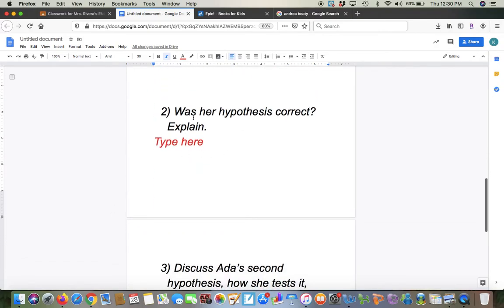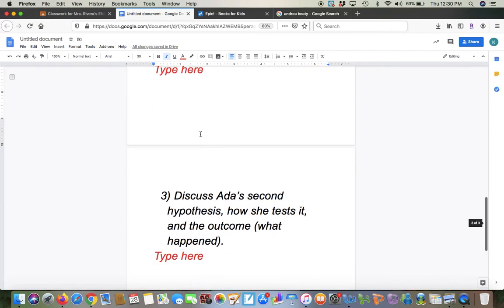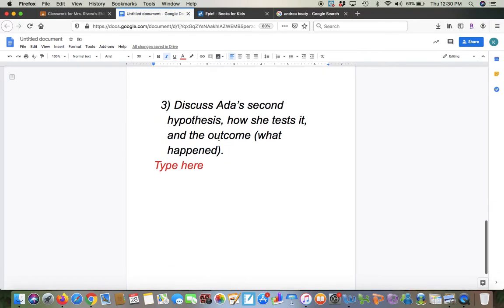And was her hypothesis correct the first time? Now, we know the answer to that, but you have to explain why it was or wasn't correct, okay? Then you're going to discuss the second hypothesis, and they even labeled it in the book. So you should know what the second hypothesis was, and how did she test that one, and what happened, and think about what happened with her parents, okay?